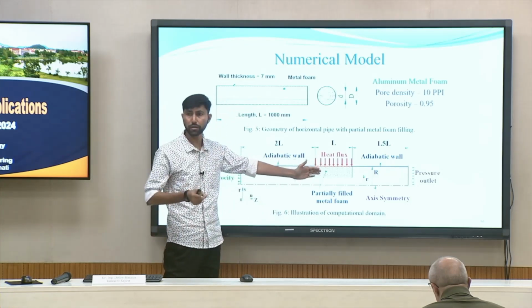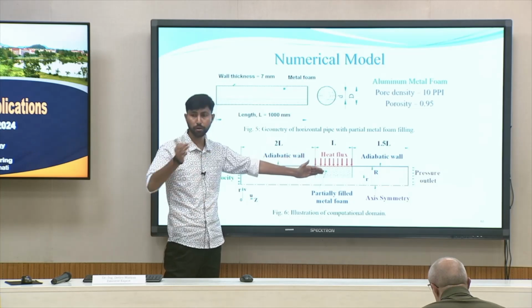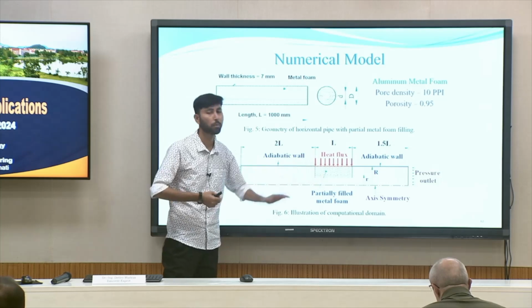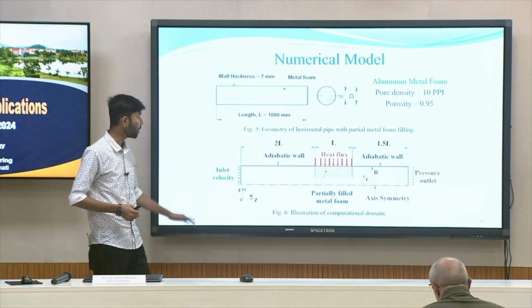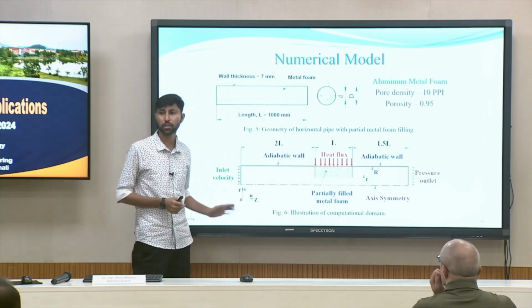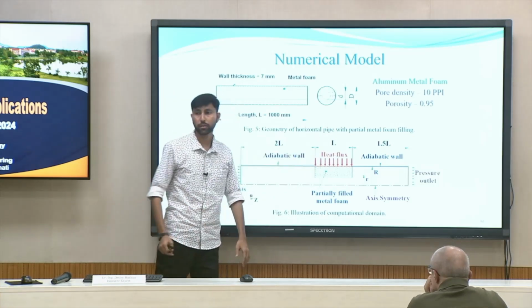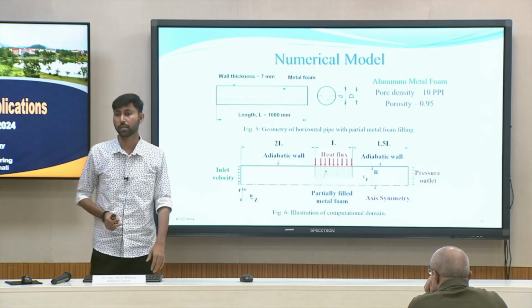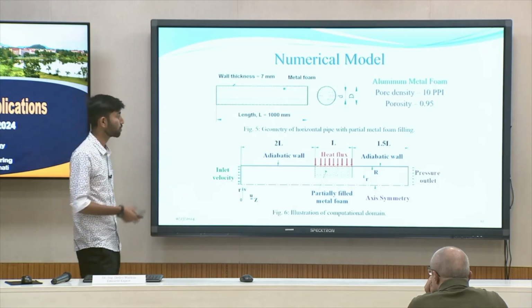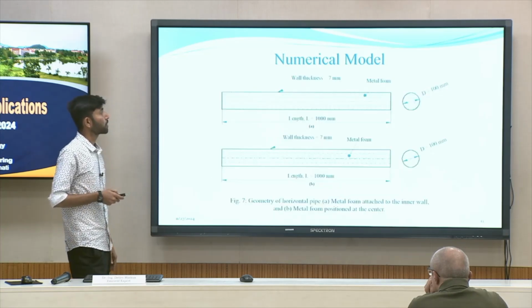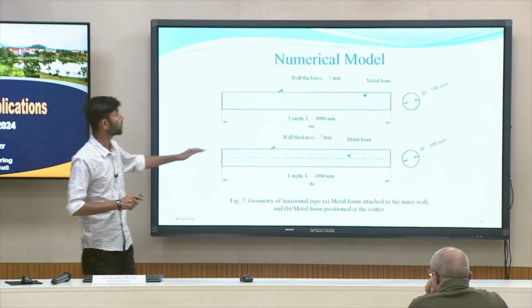and they considered the completely filled case. I have checked the completely filled as well as partial filling cases. What is presented here is the partial filling case. Here the inlet velocity is assumed to be uniform, and the outlet gauge pressure we have considered as 0, the atmospheric pressure. The same conditions were considered as in the previous one. That is one case. Then the other case.